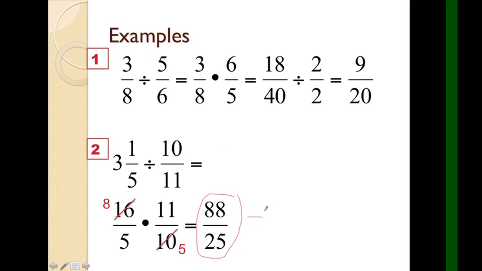So, to make this one a mixed number, how many 25 do we have in 88? Correct. So, we have 3. And 3 times 25 is 75, minus 88. So, 88 minus 75 is equal to 13. So we have 13 over 25. So this will be our final answer for this particular example.